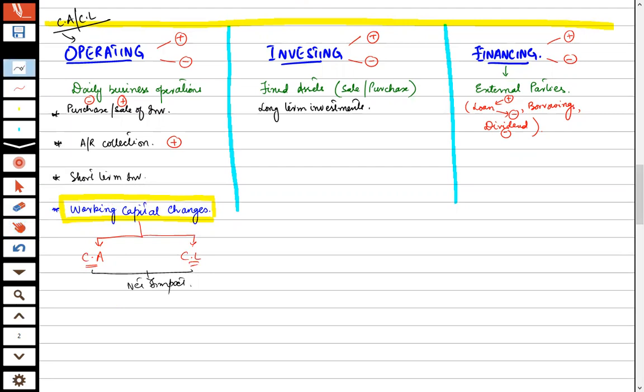So now investing activities. These are the two examples: long-term investment and fixed asset sale or purchase. If we have sold or disposed of the asset, we will get cash, and if we have purchased, we will pay the cash. For long-term investment, obviously, return will be inflow and the investment amount will be outflow. One more thing, there are two circumstances.